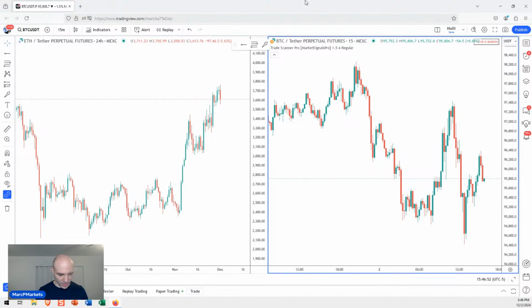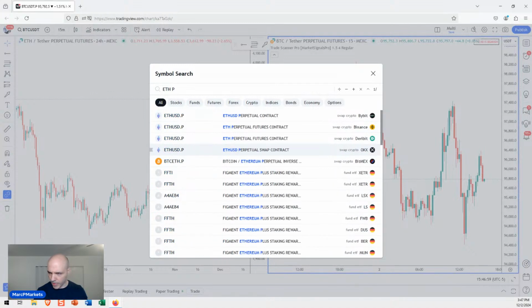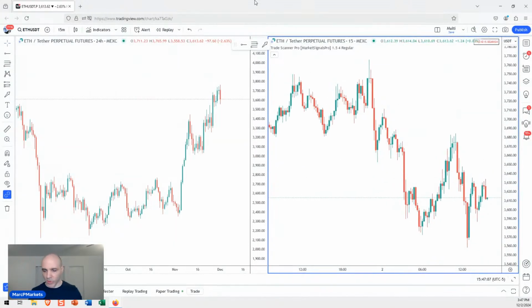Let me just switch it over here on this time frame. I'm going to do Ethereum perpetual. MEXC right here. Okay. So these are the Ethereum charts. So let me explain what I'm doing. Again, this has to do more with the Trade Scanner Pro. I would like to do a test, okay? A demonstration. Not now, but this is what I'm planning.